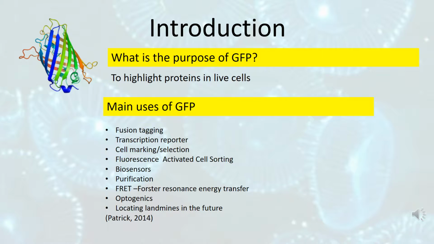FACS, or fluorescence activated cell sorting. This is a type of flow cytometry that separates mixtures of cells into distinct populations based on fluorescent signal. FACS can be used to separate cells expressing GFP from cells that are not.